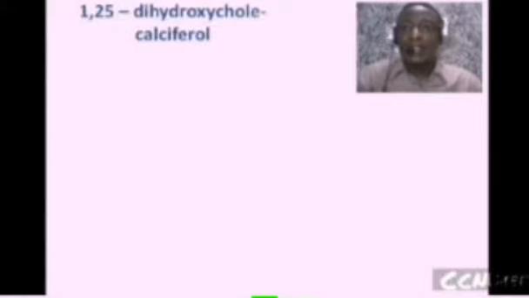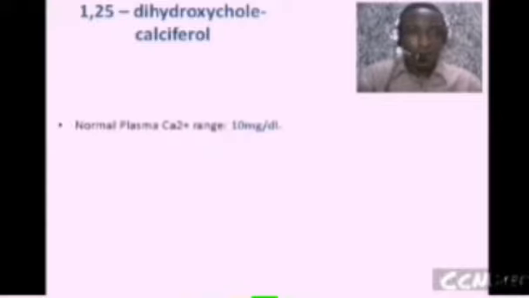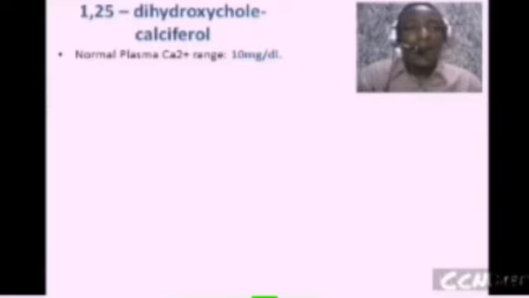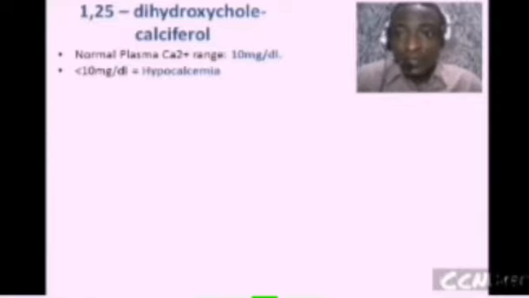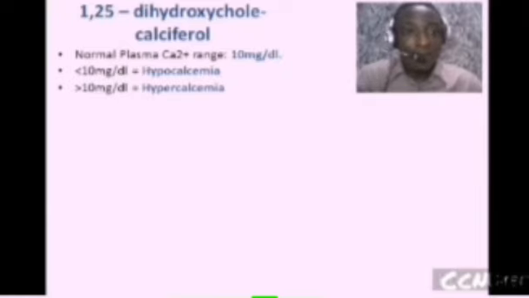Okay, the next endocrine function of the kidney is the secretion of 1,25-dihydroxycholecalciferol. The normal calcium range in the blood is 10 mg per dl. That is a normal physiologic range of calcium ions in the blood. When calcium ion decreases below 10 mg per dl, hypocalcemia develops. Again, when it increases above 10 mg per dl, hypercalcemia develops. These are serious clinical conditions.